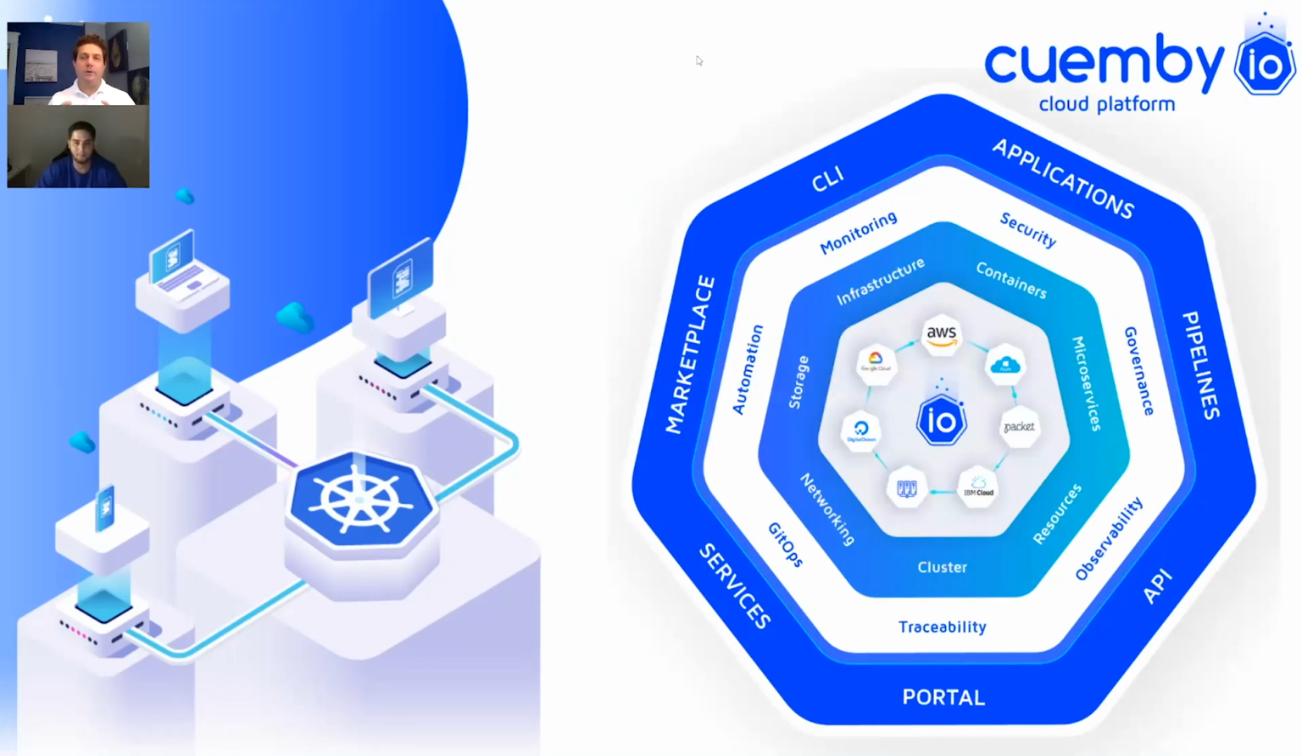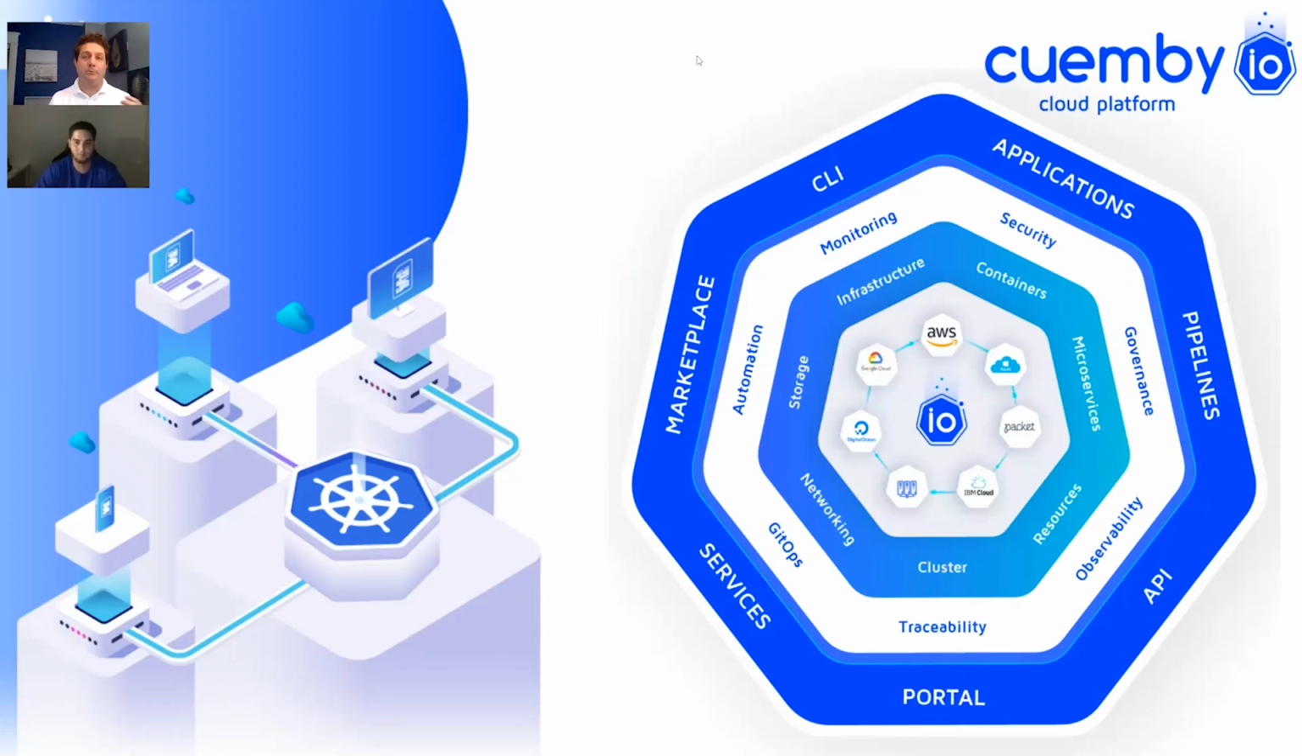This is a pictorial of the Quemby.io platform. What you can see in the middle there are just bare metal resources from all of the cloud providers. And at 7 o'clock there is a premises-based data center. The layer out from there, you can see the containers, the microservices, all of the resources and the infrastructure.